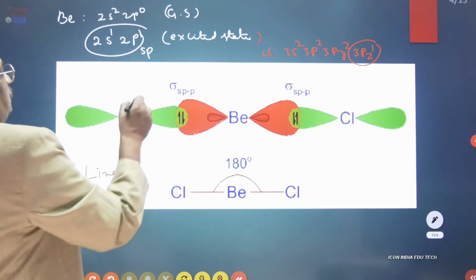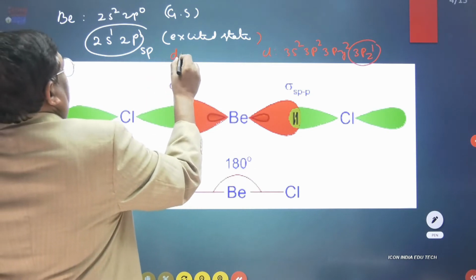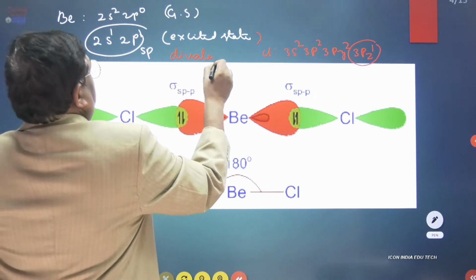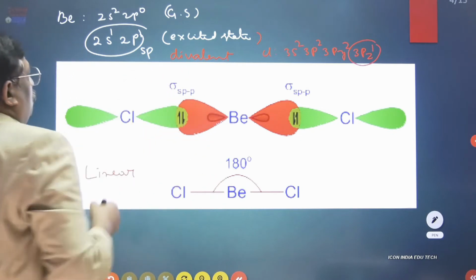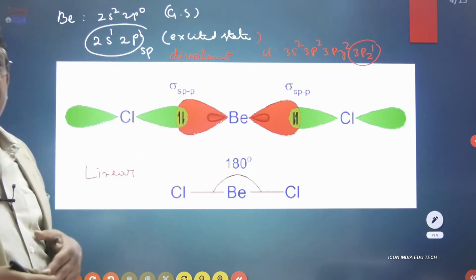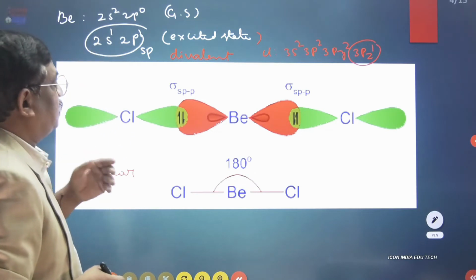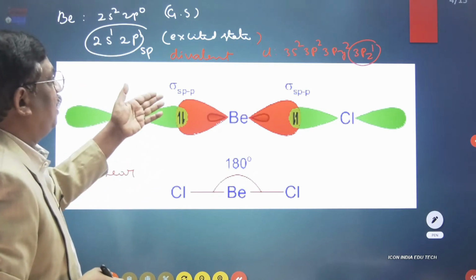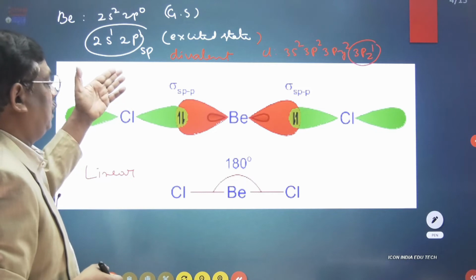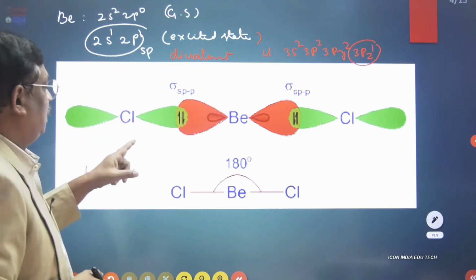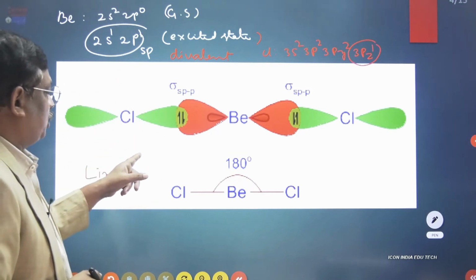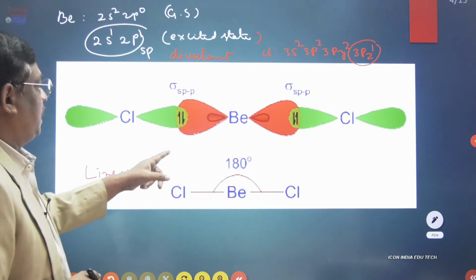And one more thing is beryllium is divalent. You can see beryllium is divalent or bivalent. What is the reason? Because in the excited state, beryllium has 2 unpaired electrons. That is the reason why beryllium is able to form 2 covalent bonds, so it is divalent. So overall beryllium chloride is linear in shape. 180 degrees is the bond angle.